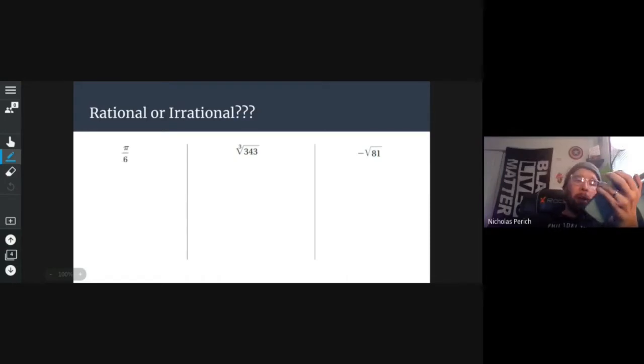What's pi divided by 6? It's about 0.5235, but it actually goes on forever. Is pi divided by 6 rational or irrational? I'm just curious if it'll tell me. Here's what I found. So it's not going to tell me. But if pi is irrational, then pi divided by 6 is also going to be irrational, because it's going to be a terrible number.